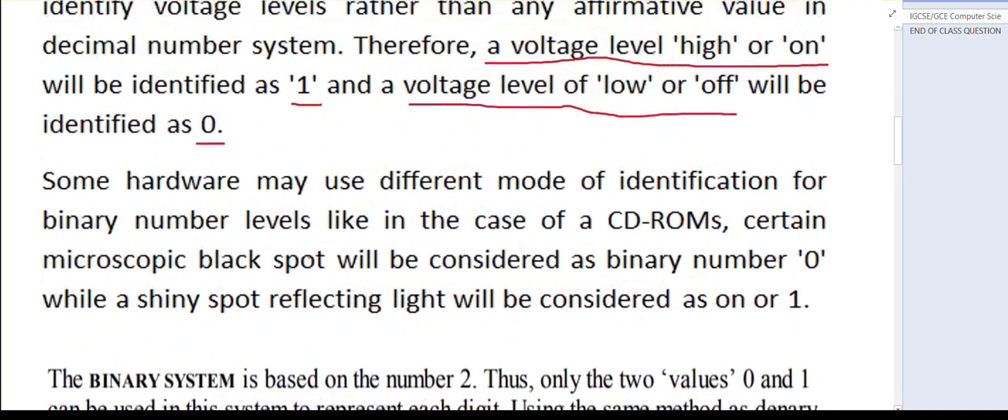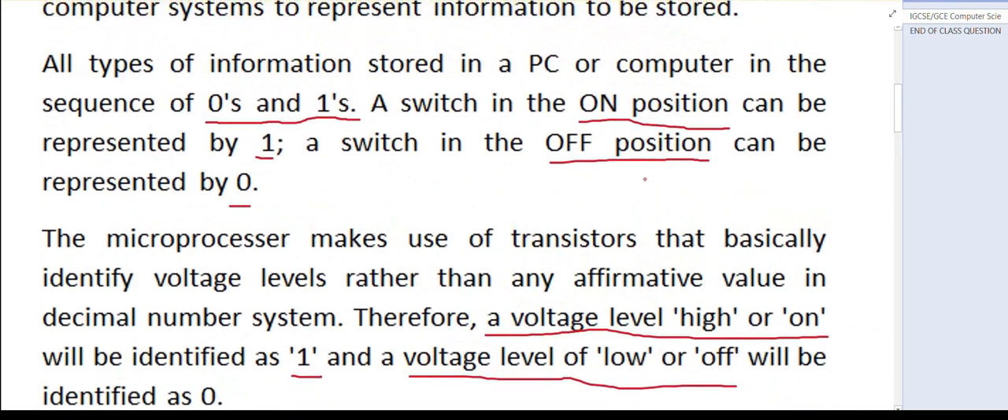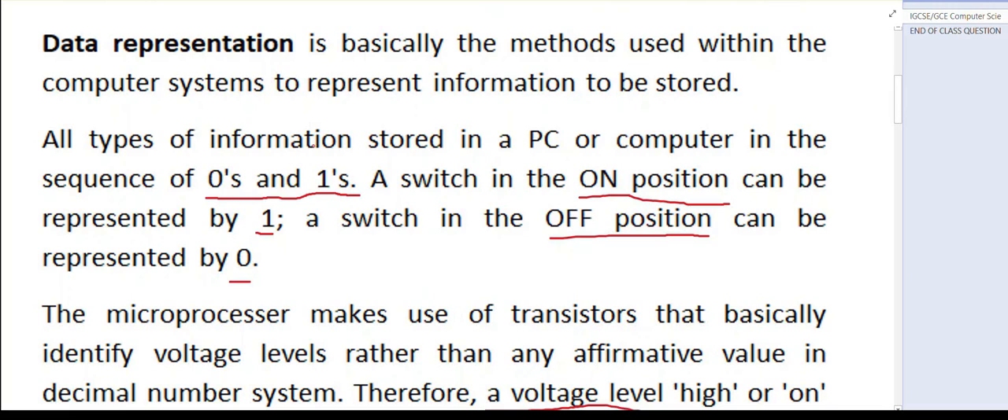Some hardware may use a different mode of identification for binary number levels, like in the case of a CD-ROM. A certain microscopic black spot will be considered as binary number 0, while a shiny spot reflecting light will be considered as on or 1. So basically what we get to know is on is 1, off is 0, right?